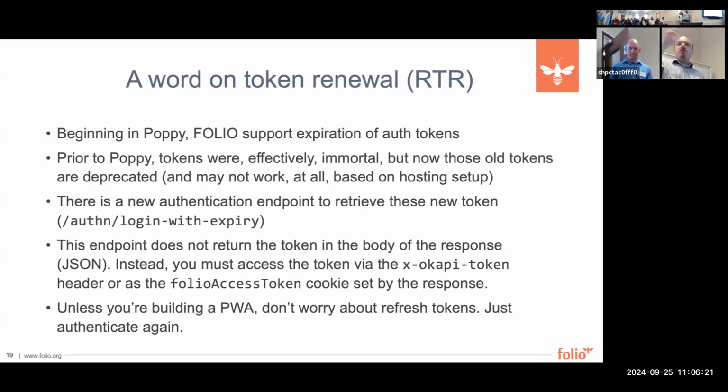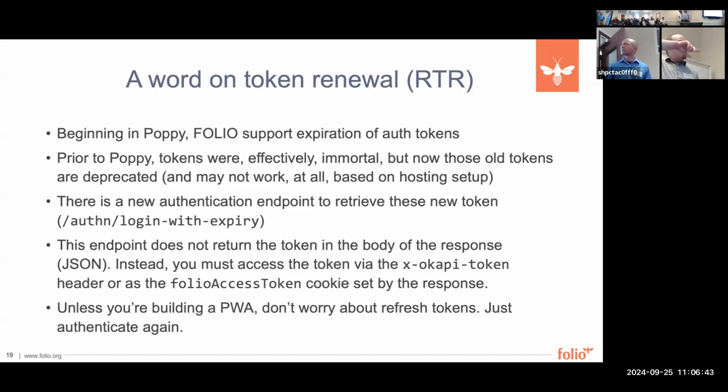Browsers use what's called a refresh token to request a new authentication token. If you're writing any kind of scripting thing to interact with Folio, the recommendation is to just re-authenticate when you need a new token. So your token's expired, you need a new token, just log in again, do the same login call to get the token like we would do to start.